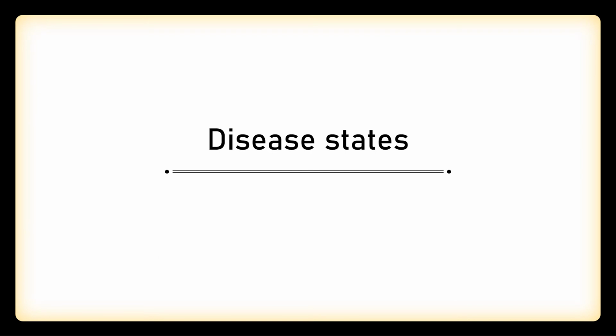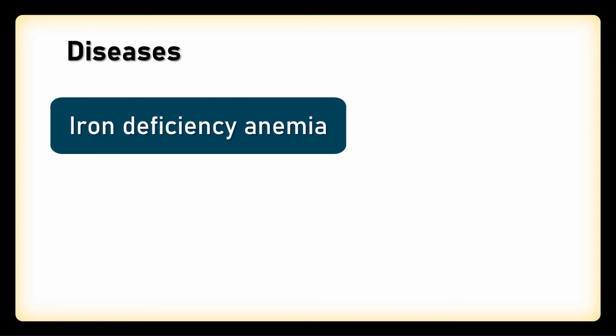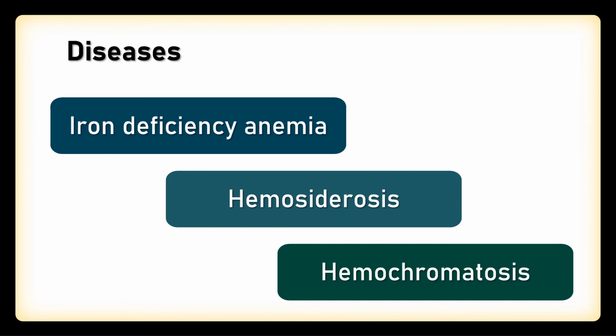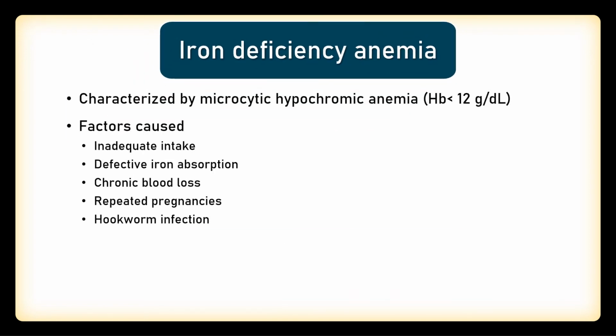Let us see the disease states of iron. Iron causes various diseases such as iron deficiency anemia, hemosiderosis, and hemochromatosis. Let's see first iron deficiency anemia. Iron deficiency anemia mostly occurs in growing children, adolescent girls, pregnant and lactating women. It is characterized by microcytic hypochromic anemia with reduced blood hemoglobin levels.